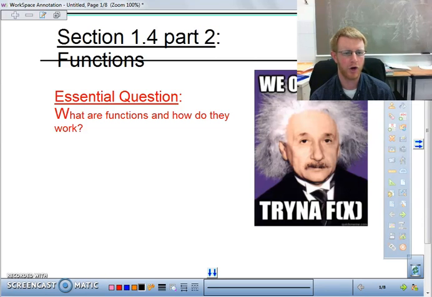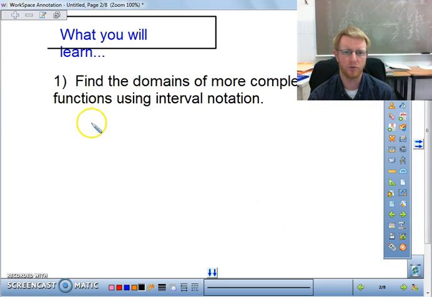This is 1.4 part 2. We're still on functions, obviously, still in part 2. So we're still talking about what functions are and how they work. But more importantly, what we're going to do is talk about domains.